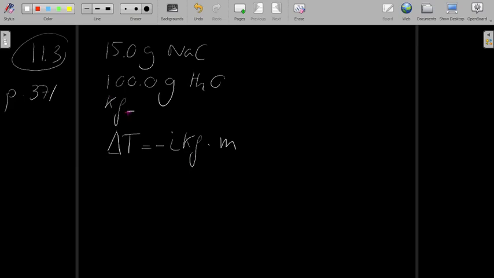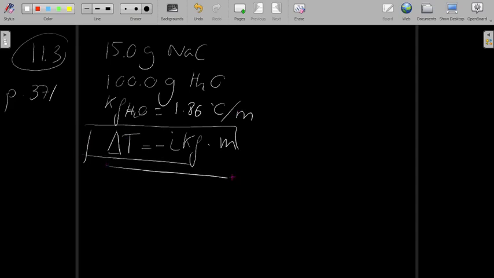I should have written this down. Kf of water is 1.86 degrees Celsius per molality, and this is your molality. Okay, and this is the formula which you're going to have to memorize. That's all they are giving you. This is all you have. Let's play with this. Do I have i? If you remember the definition of i, it is the number of ions an ionic compound breaks into, or the number of molecules if it's a polar covalent molecule.